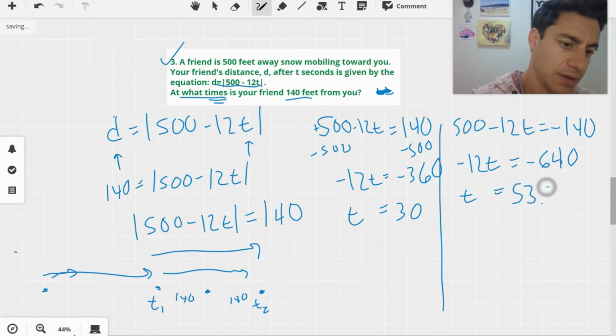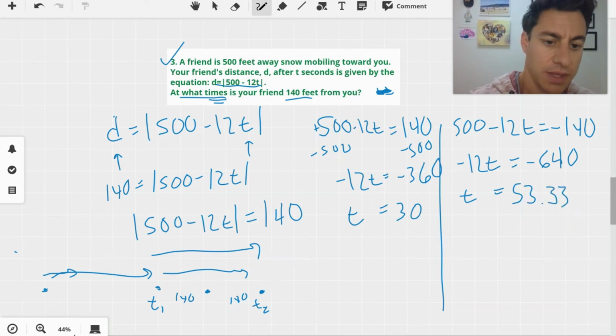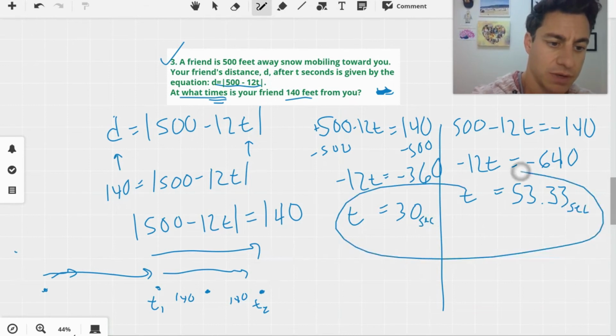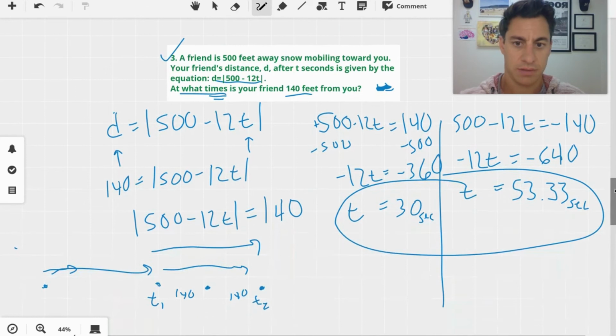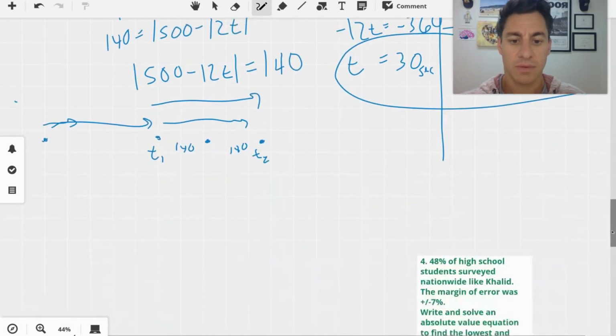53.33 repeating. All right, I'll round to the nearest hundred. These are our times, in seconds. That's when your friend will be 140 feet away from you: one time in front of you, one time past you. So remember, by the way, write the equation down, plug in the one extra piece, and solve like it's a normal absolute value equation.